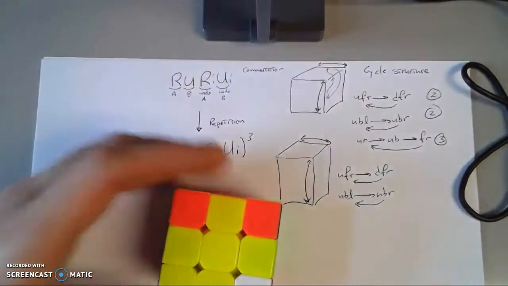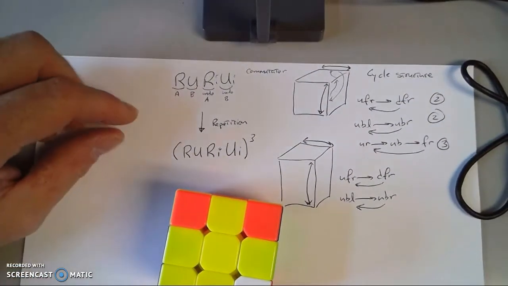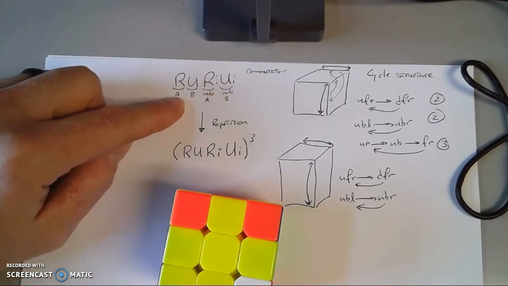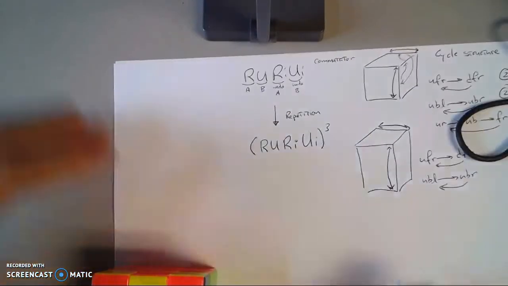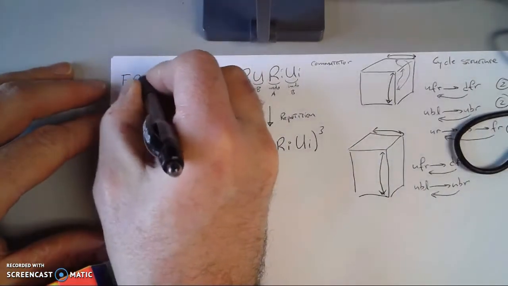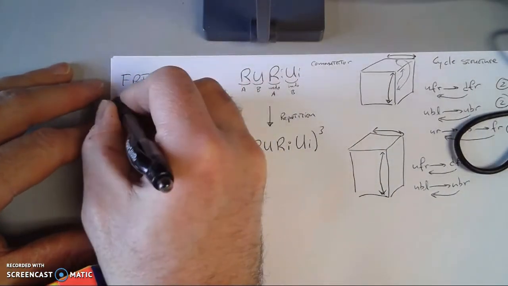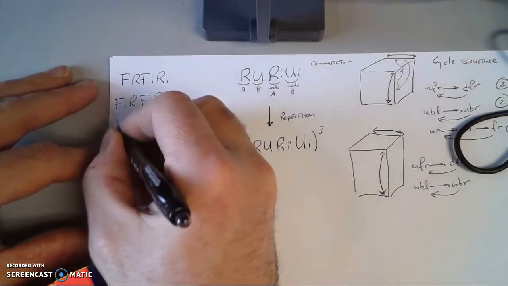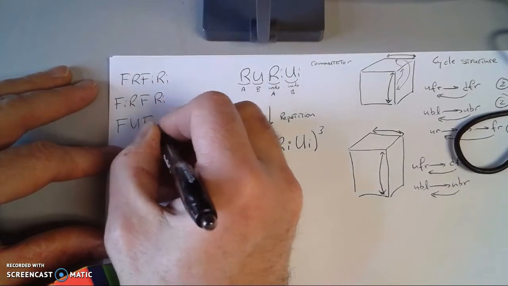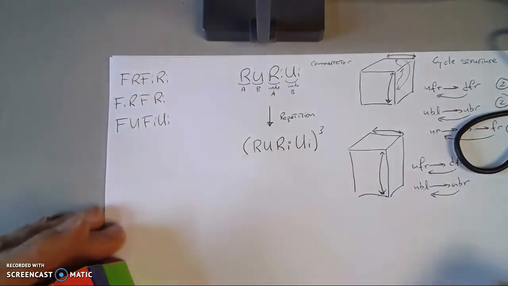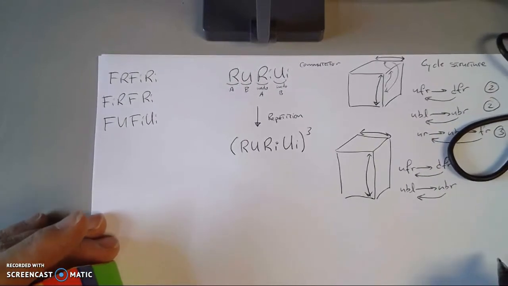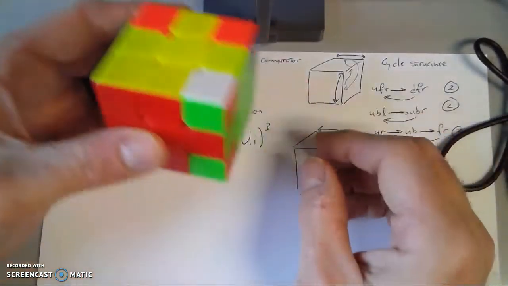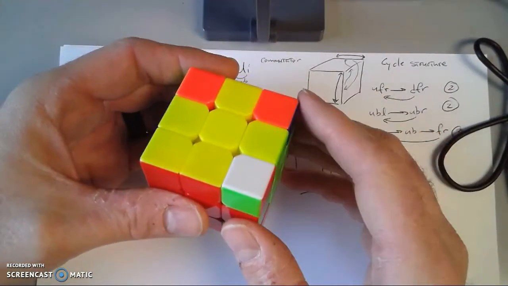Now, one of the things, and we'll talk about this when we talk about how speed cubing is accomplished, is that this is the same sort of commutator we've looked at a bunch of different times. We've looked at F R Fi Ri, we've looked at Fi R Ri, we've looked at F U Fi Ui. These are all essentially the same kind of commutator. They have the same cycle structure.